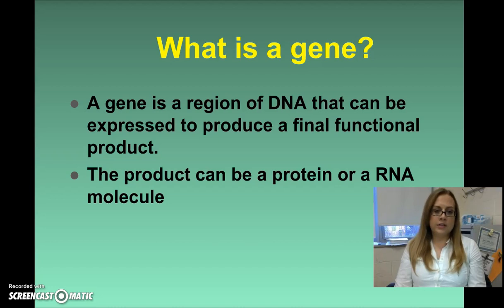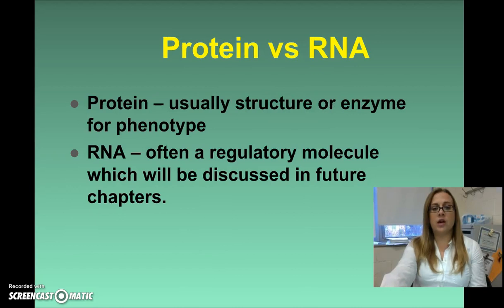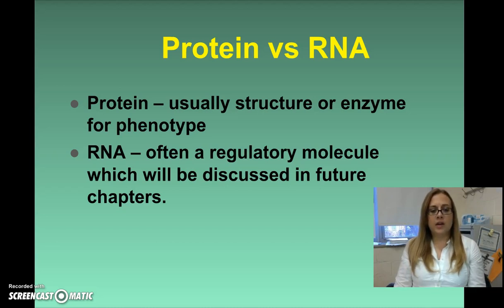So not all of your DNA codes for genes. Only certain sections of your DNA are coded to express a protein or a piece of RNA that's going to have a job to do in the cell. So now, protein versus RNA. A protein is usually a structure or enzyme that has to do with your phenotype, whereas RNA is going to be used more often as a regulatory molecule, and we will talk much more about that in the future. So the protein is going to be something that helps determine phenotype, whereas RNA is going to usually be used as a regulatory molecule.